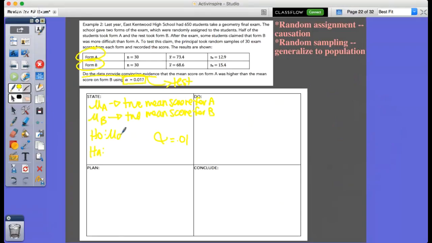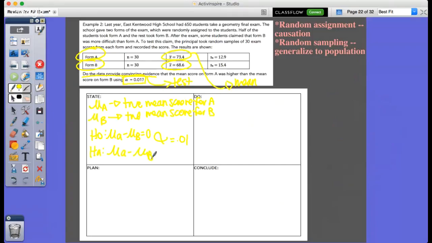Where mu of A minus mu of B, remember we normally will set this equal to 0 because we've got two samples that are going on. Notice too, because of the fact that they gave me the means, this identifies the fact that it'll be related to means, not proportion, okay? Our alternative, mu of A minus mu of B.